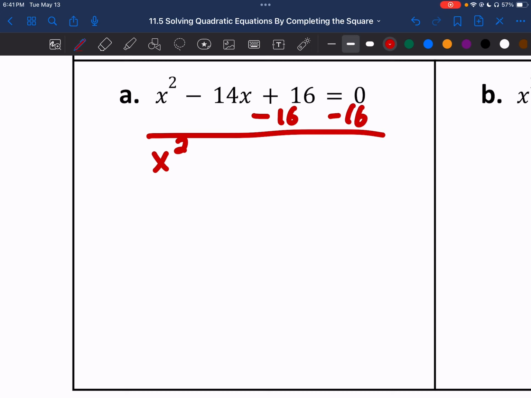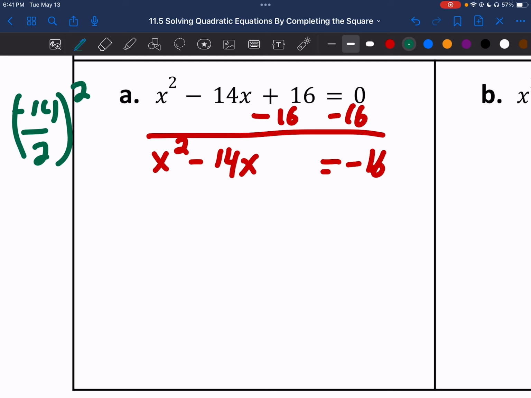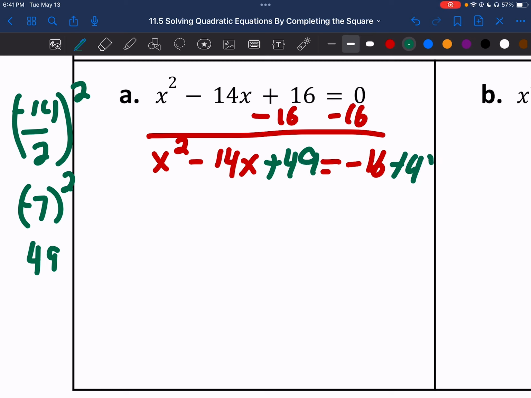We get x squared minus 14x equals negative 16. We complete the square. So we do negative 14 over 2, the quantity squared, and we get negative 7 squared, which is 49. So we add 49 to both sides, right? Because properties of equality, what we do to one side of the equation, we have to do to the other side to maintain its relationship. So if we add 49 on the left, we're going to add 49 on the right.